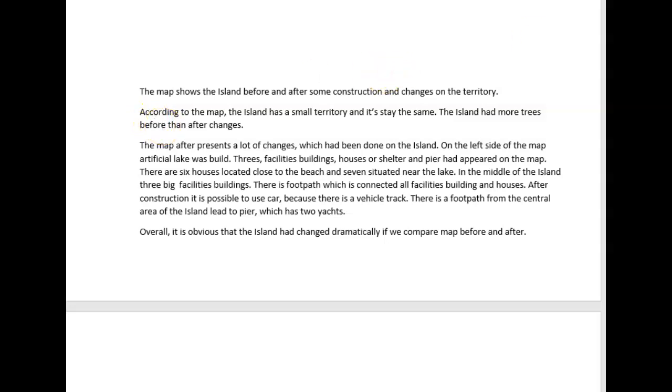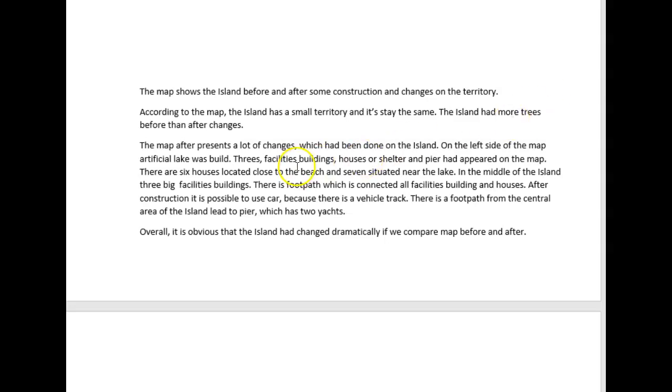Okay, you decided to focus on that. I'm not saying that it's wrong. I think it's more important to focus on what happened after. So you could just say that after construction, the island became full of facilities for tourists and visitors. Okay?